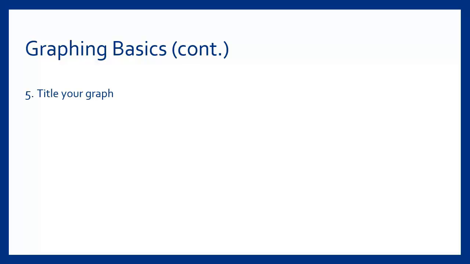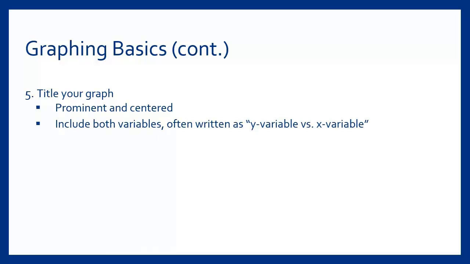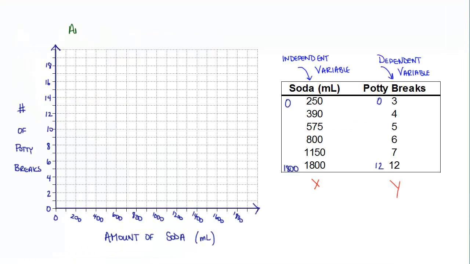The next thing I need to do is provide a title for my graph. It needs to be prominent and centered. If you're not sure what to put for a title of your graph, make sure it includes both variables. For example, the amount of soda I drink versus the number of potty breaks I take. This is just a very generic way of titling a graph, but it should include the information about both variables.